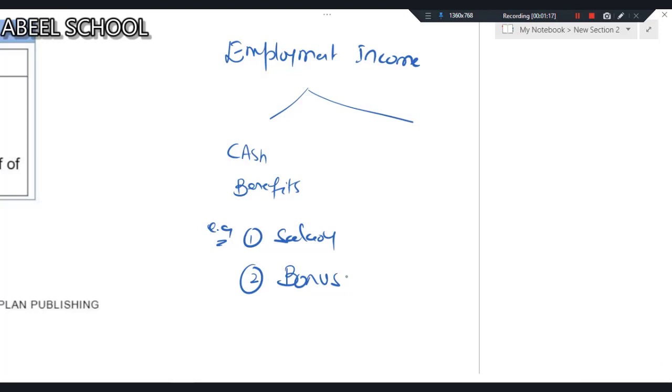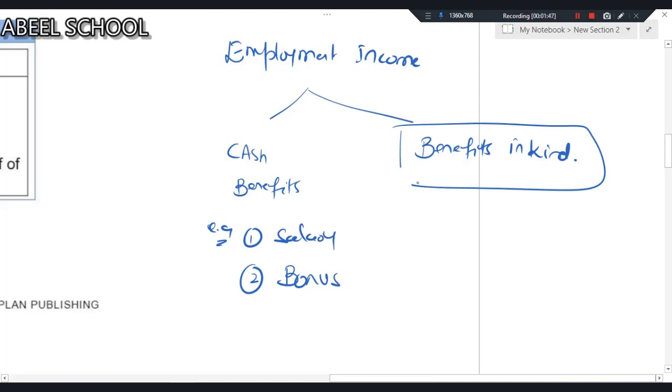Now let's discuss. You'll be getting non-cash benefits also. The non-cash benefit means benefits in kind. Benefits in kind means other than cash. So basically, in employment income, you need to learn how to calculate the cash equivalent of benefits in kind. The entire discussion will be on this area: how to calculate the cash equivalent of benefits in kind. So you need to learn the rules.